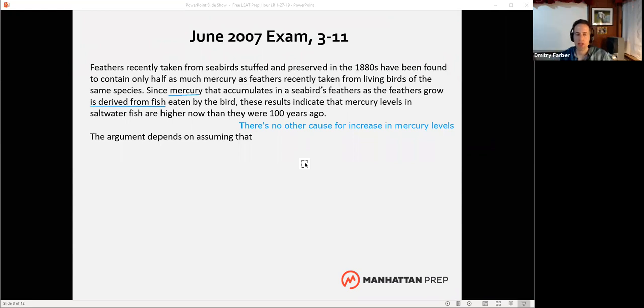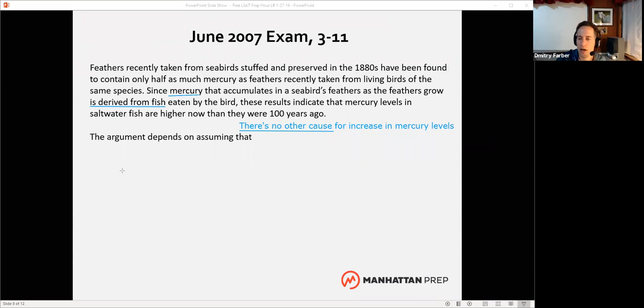So again, we don't have to think about this, but we can expect an answer that's stated in the negative, right? A positive statement might be something like the mercury comes from fish and not something else, but even that's somewhat negative. They've said the mercury comes from fish, so we can expect the answer to be ruling out some other explanation. And that's a really good prediction all by itself, even in the absence of anything more specific.